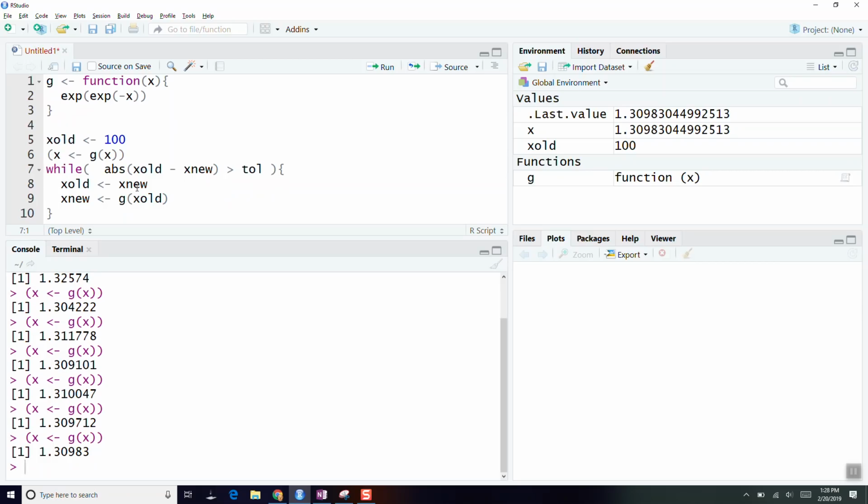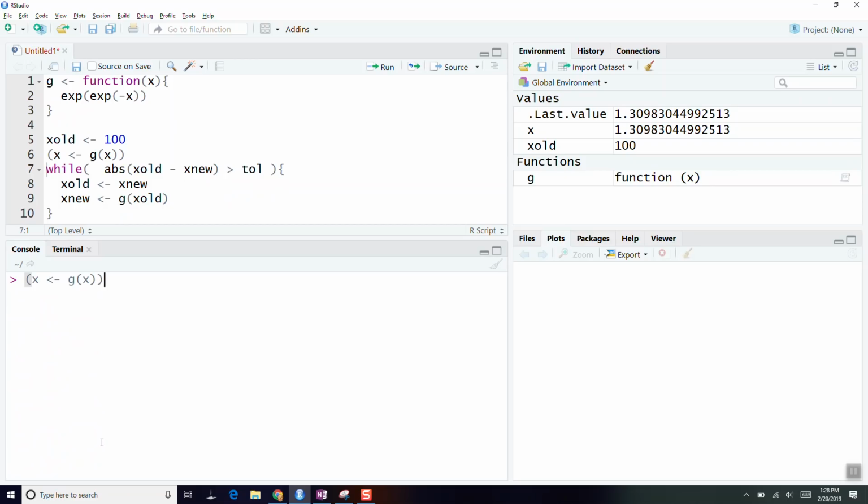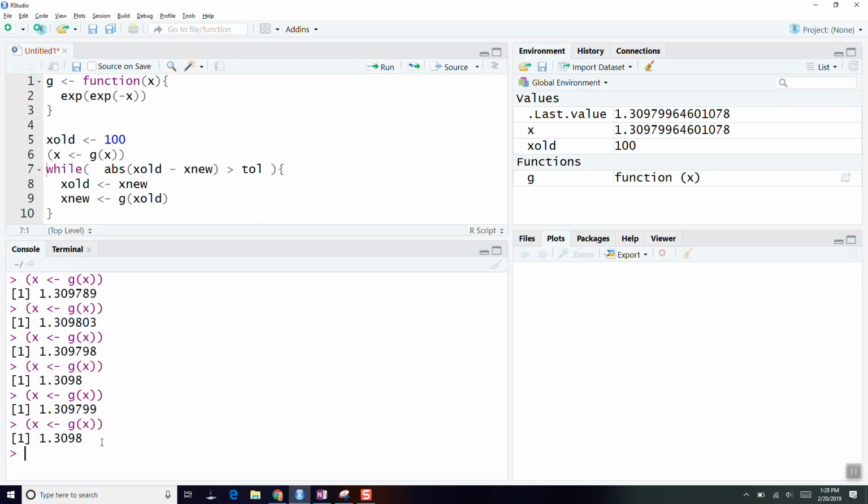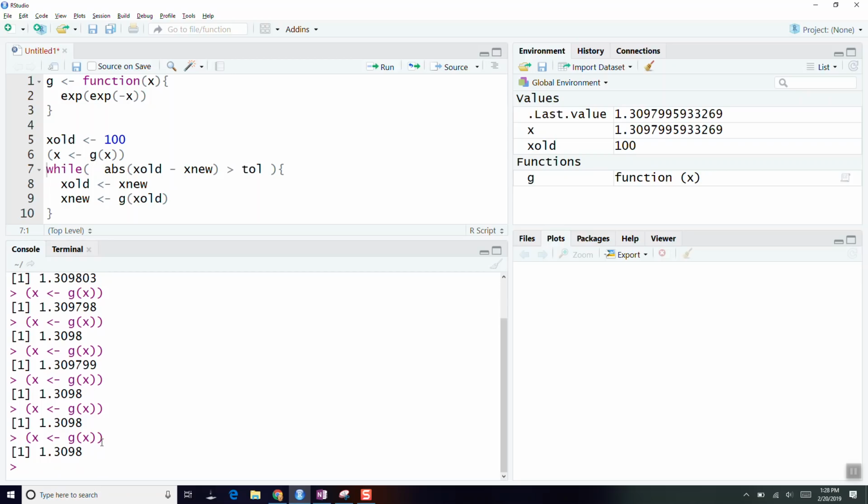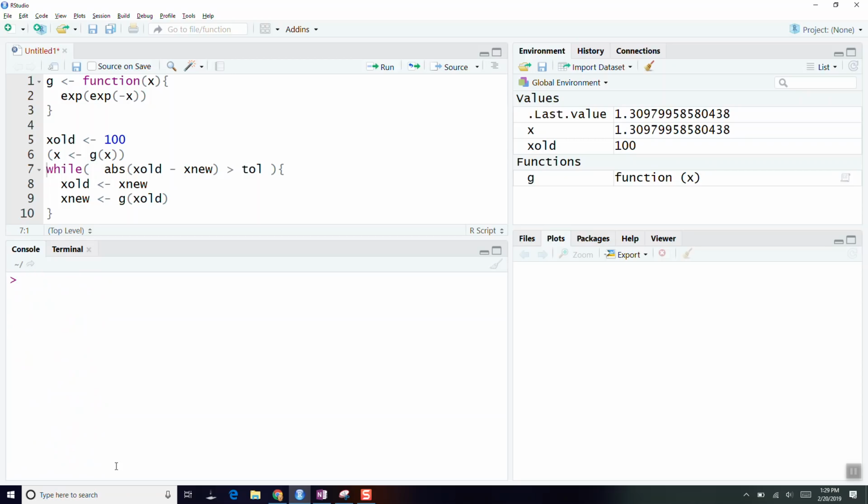And I keep going, and we can see it bouncing around a little bit. That's fine. And we're getting something like 1.3098. We can see the values up here just change ever so slightly as I keep running this. And we can see it converging here, right? Okay, so right now my value is basically 1.3098. Let's do options, digits equals, let's do like 7, okay? No, okay, it's still that.